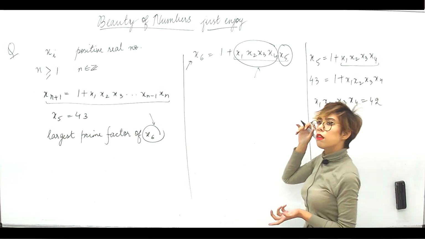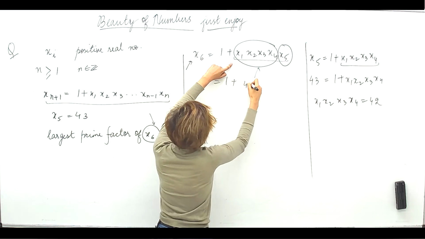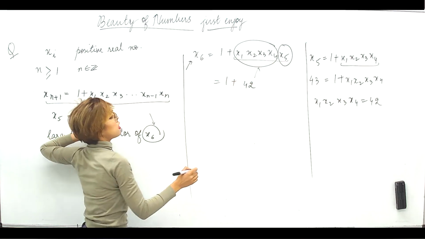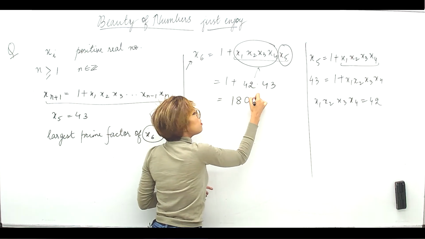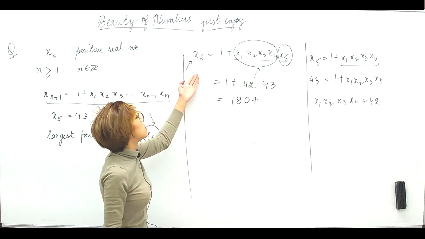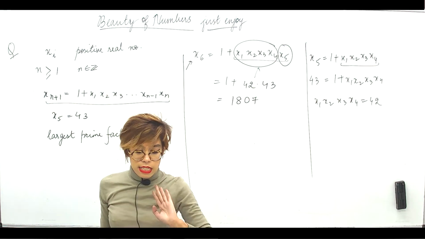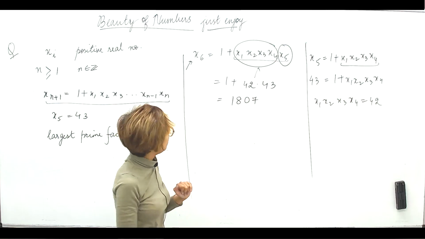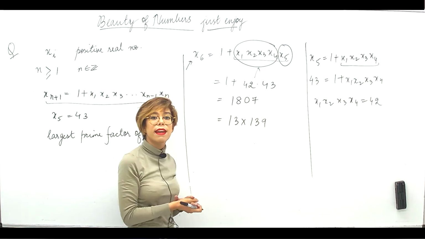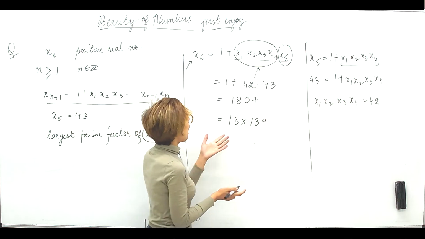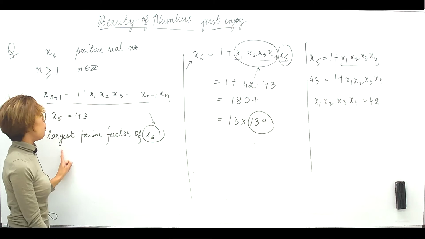What value is this? Substitute it here. This is nothing but 1 plus 42 into, this is what? 43 into 43. Right? This turns out to be 1807. Now x6 is 1807, let me try to find the largest prime factor. Let's try to factorize it. And this is factorized as 13 into 139. I am hoping you can factorize it. Right? And 139 is a prime divisor. So greatest prime divisor is 139.